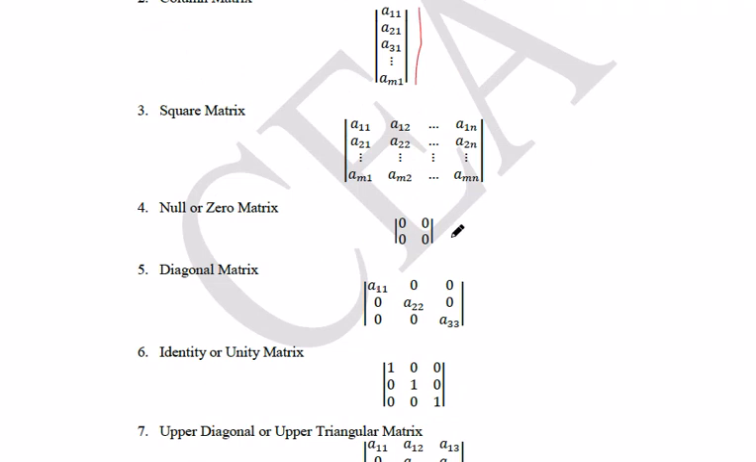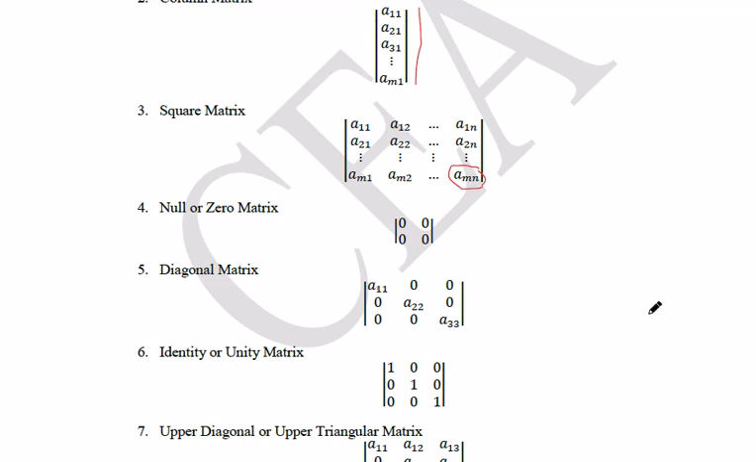Now we have the square matrix. When we say square matrix, as you can see, the number of rows is equal to the number of columns. So if there are 4 elements in a row, there should also be 4 elements in a column. If there are 5 elements in a row, there should also be 5 elements in a column. Next, we have the null or zero matrix. A null or zero matrix is a matrix whose elements are all 0, regardless of the size of the matrix.